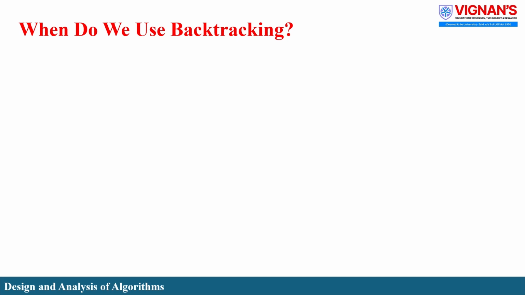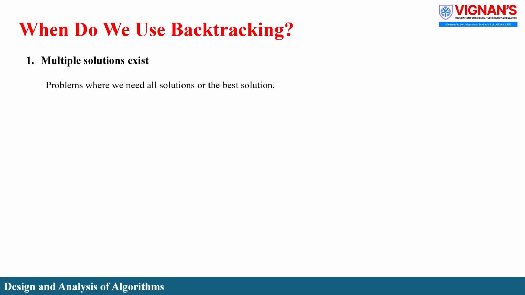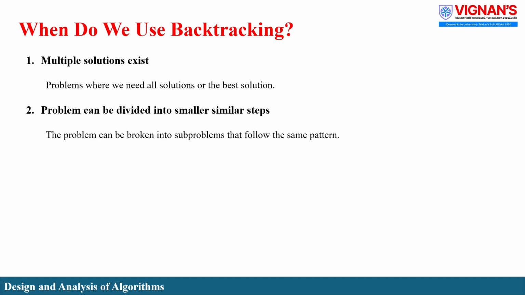When do we use backtracking? Backtracking is used in problems where we must explore many possible paths and choose the ones that satisfy the required rules. We use backtracking in situations where multiple solutions can exist. Some problems require finding all valid answers or selecting the best one, so exploring different possibilities becomes necessary. Backtracking is also useful when a problem can be divided into smaller, similar steps. Many tasks can be broken into subproblems that follow the same pattern. Backtracking handles these step by step, checking whether each move is valid.